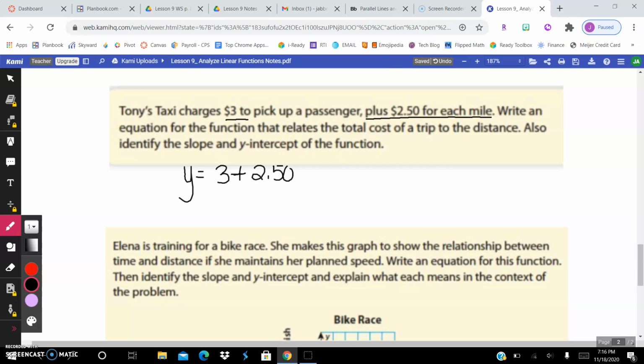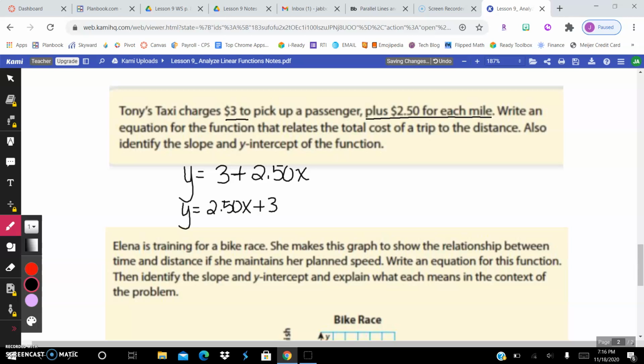And we don't know how many miles they're going to go. So it could be 10, it could be 5, it could be 100. So we're going to put an x there because we really aren't sure. So now we have our equation, and I'm going to flip that around so it's in mx plus b form.